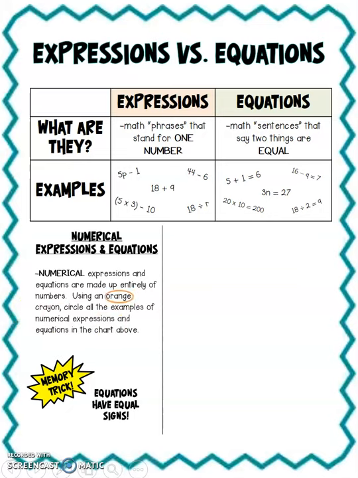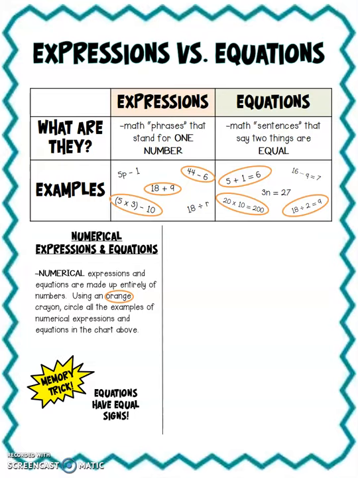So, for example, I'm going to outline those in orange. We have on the expression side, parentheses 5 times 3 minus 10, 18 plus 9, and 44 minus 6. And on the equation side, 5 plus 1 equals 6, 20 times 10 equals 200, and 18 divided by 2 equals 9. All of these use only numbers, so they are numerical expressions and equations.